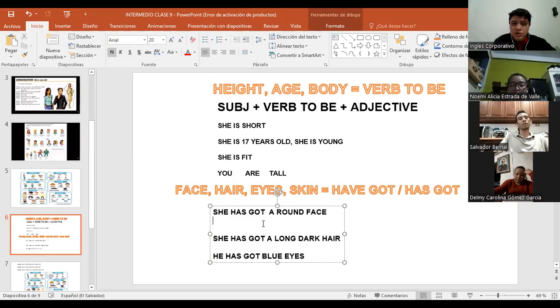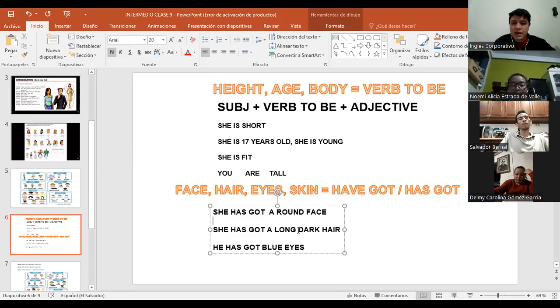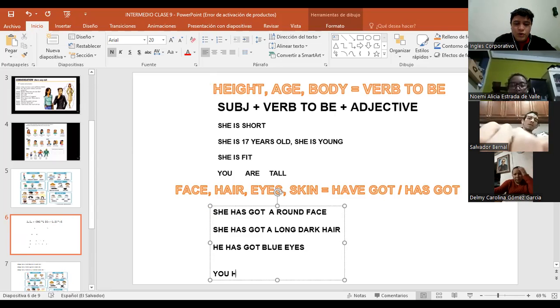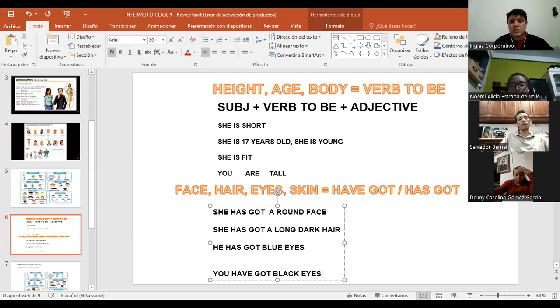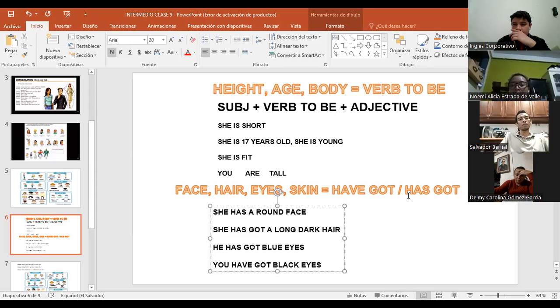But guys, don't get confused. She has got or have got, for example, you have got black eyes. Let's see, like this one. So guys, en esto podemos utilizar have got o simplemente podemos decir has, okay? Es lo mismo, okay? Have got es como darle más énfasis, okay? Es como más común. So, she has a round face significa lo mismo que decir she has got a round face. Ella tiene una cara redonda, okay?